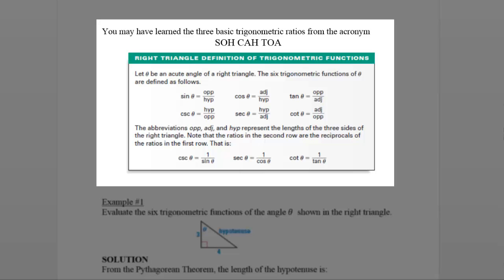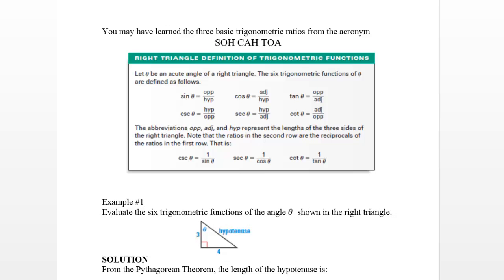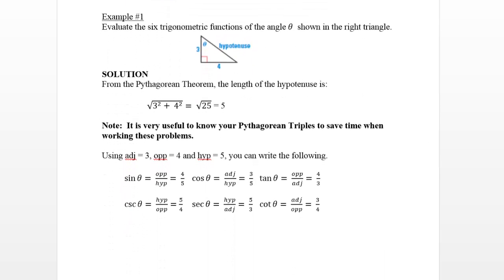Okay, let's take a look at our first example that we have here. And this is very much a repeat or a review of what you did last year. So if you look at this, it says evaluate the 6 trig functions. First and foremost, if you remember, evaluate always kind of meant to substitute something in there or to find the value of the given information. Well, evaluating the 6 trig functions basically means to set up the 6 trig functions.